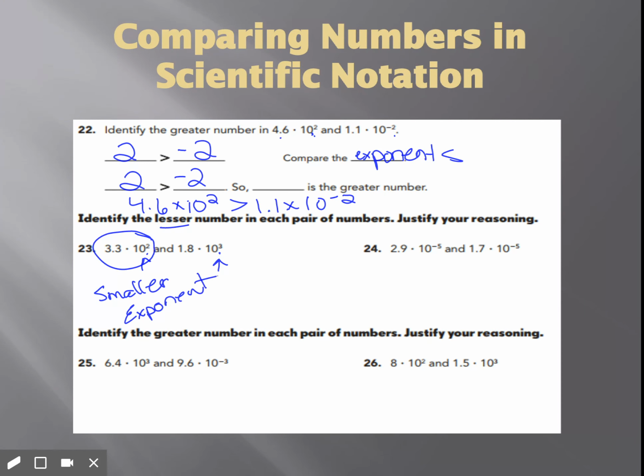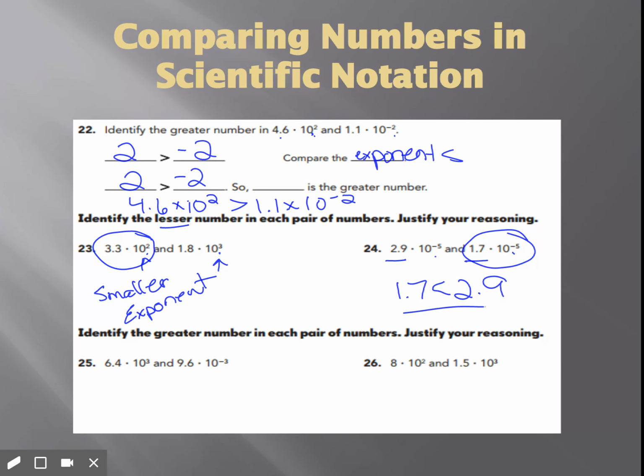All right, in number 24, we have 2.9 times 10 to the negative fifth and 1.7 times 10 to the negative fifth. So we have the same exponent here, so we can't compare that. So now I'm going to look at my coefficients, 2.9 and 1.7. So 1.7 is less than 2.9, so that means that this is my lesser answer. And this here would be enough justification.